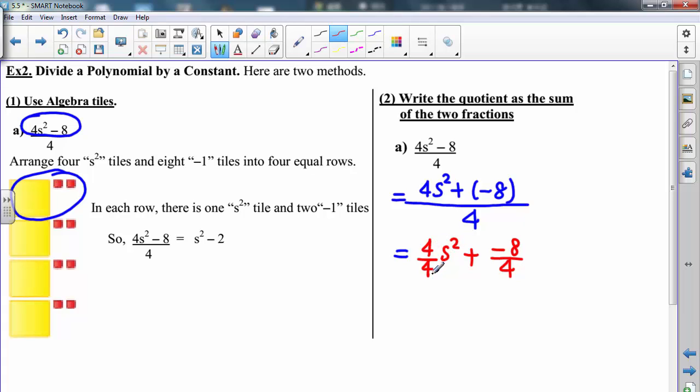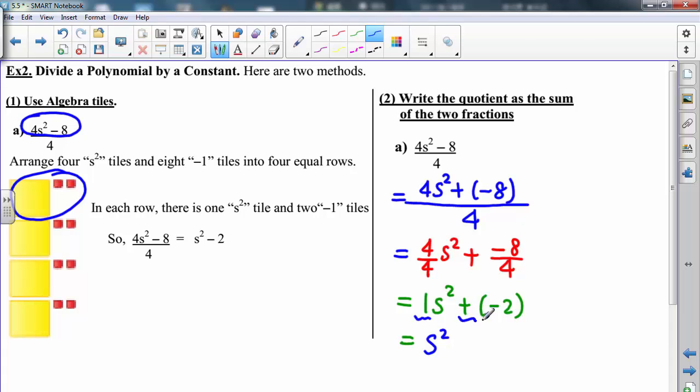4s squared divided by 4. You only need to divide the coefficient of this monomial 4s squared by the number. 4 divided by 4 is 1. So 1s squared plus negative 8 divided by 4, it's negative 2. 1s squared, we have already talked about this one several times. This 1 in front of the variable can become invisible. So you can just write it as s squared simply. Plus negative 2.